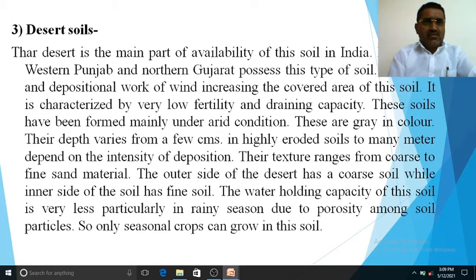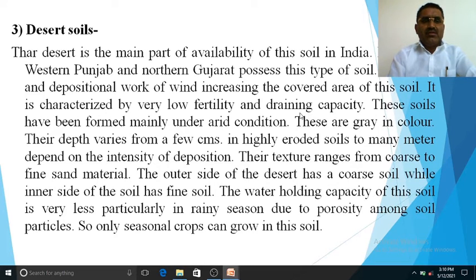Next soil is desert soil. The name itself indicates where it can be found. The Thar Desert is the main part of the availability of this soil in India. Rajasthan, Western Punjab, and Northern Gujarat possess this type of soil. Erosional and depositional work of wind is increasing the covered area of this soil. It is characterized by very low fertility and draining capacity.